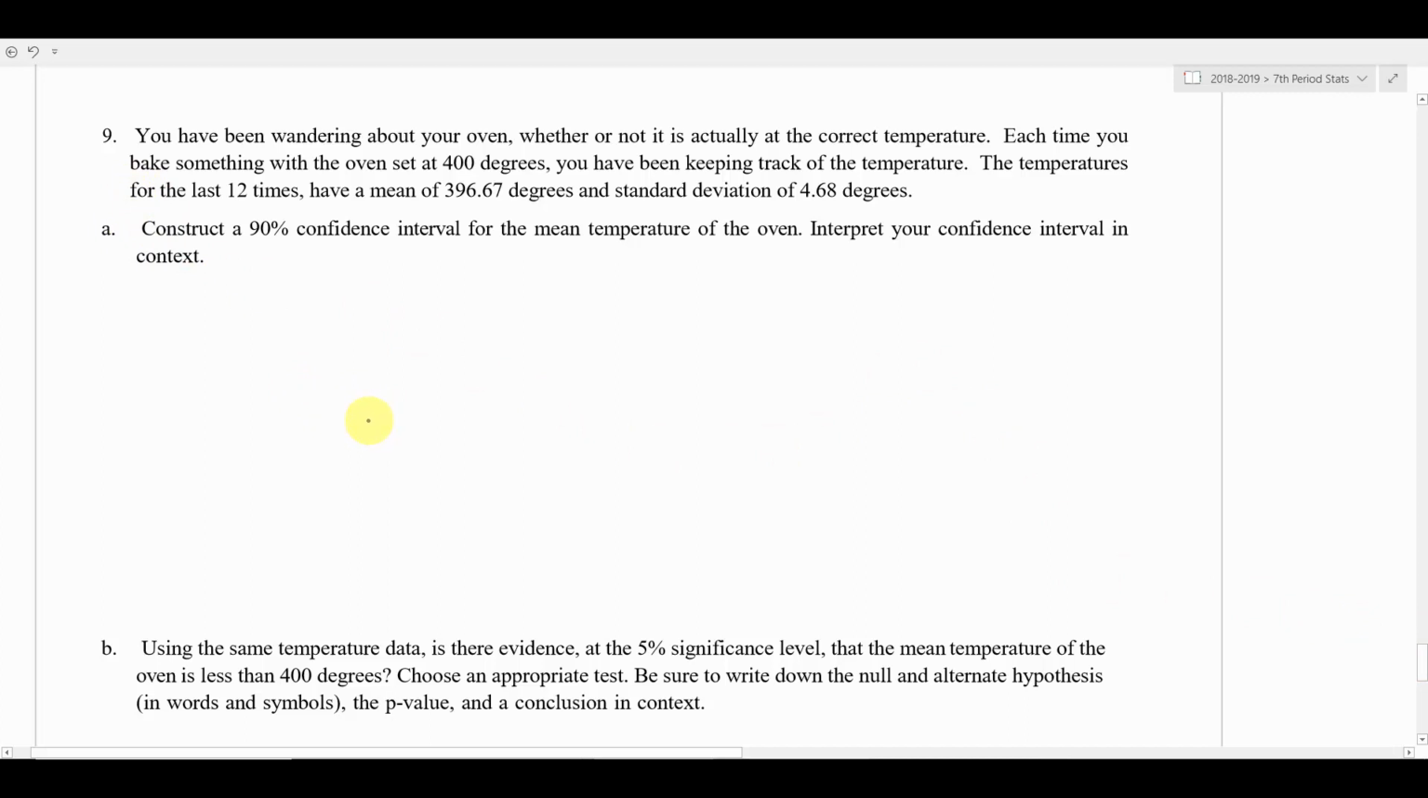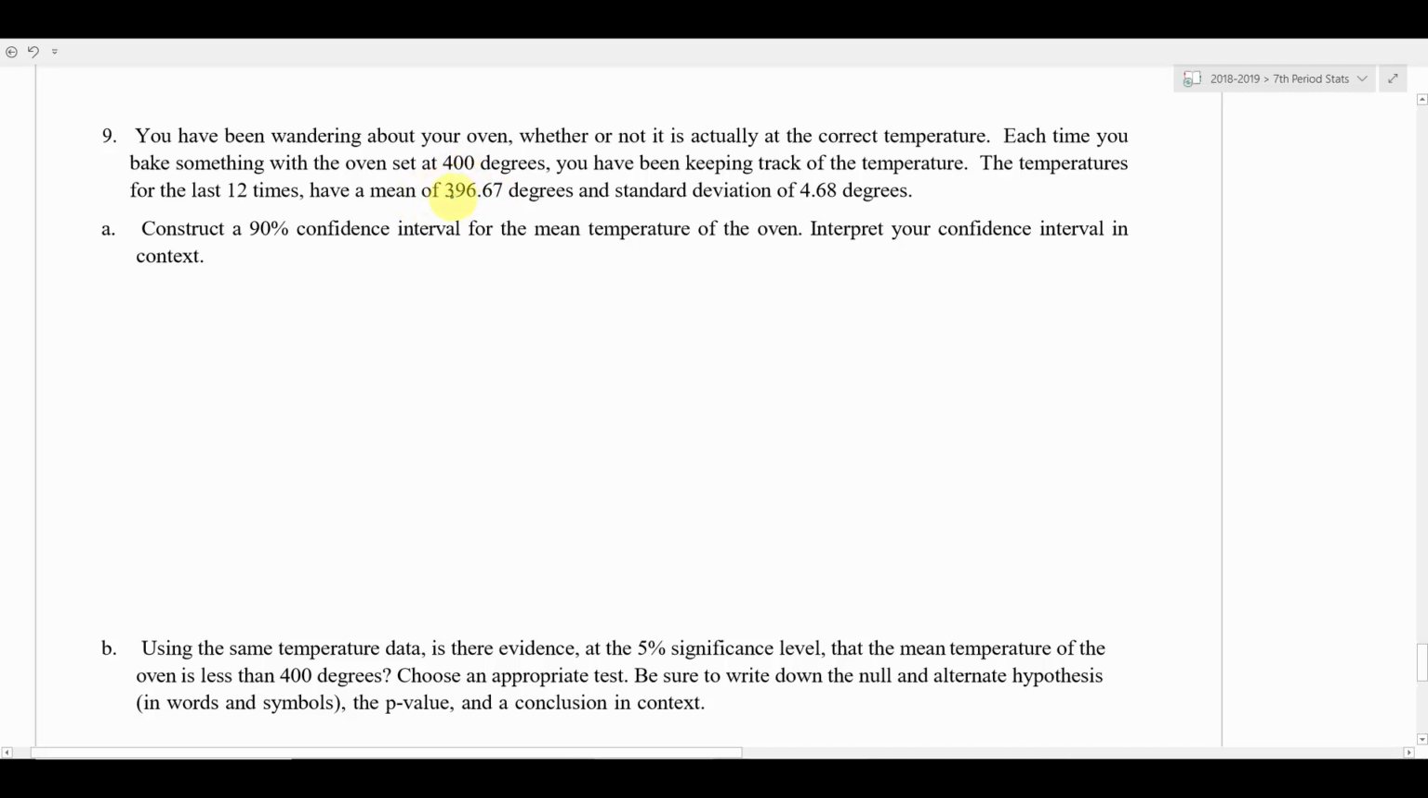All right, let's take a look at number 9. It says you have been wondering about your oven again. All right, so whether or not it is actually at the correct temperature. You want to know if it's at the correct temperature. All right, so each time you bake something with the oven set at 400 degrees, you have been keeping track of the temperature. The temperatures for the last 12 times that you turned the oven on to 400, you found that it actually had a mean of 396.67 degrees. So it's pretty close to 400, but it's not exactly 400.